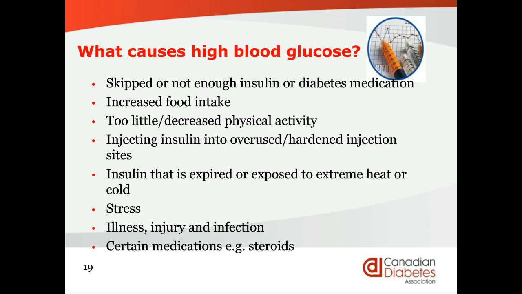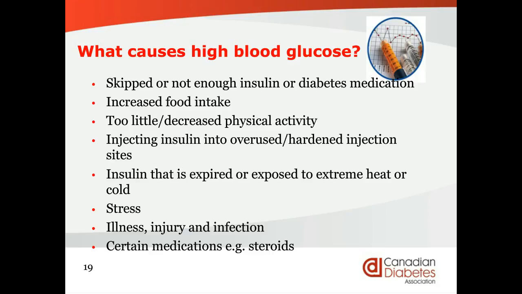So what causes high blood glucose? Well, this can happen when you skip your insulin, or you're not taking enough insulin or diabetes medication, when you have increased food intake, or too little or decreased physical activity. For example, you may be working out every evening for half an hour after work on your way home. However, for the past week, you've been working later at work. You're not able to do the physical activity. Another cause is injecting insulin into overused or hardened injection sites. And this is something that is very, very important, because I think sometimes we don't pay attention to that.